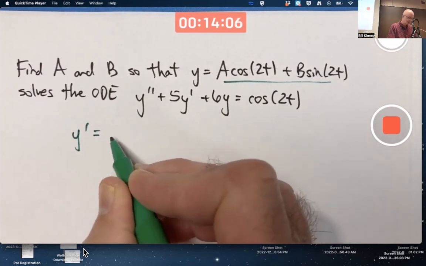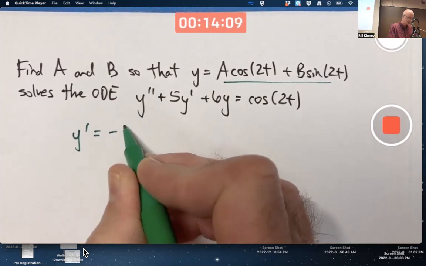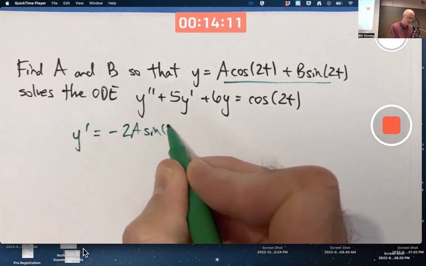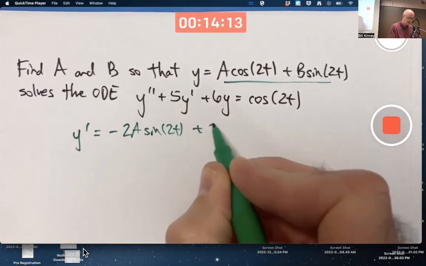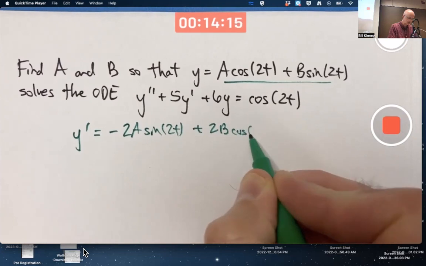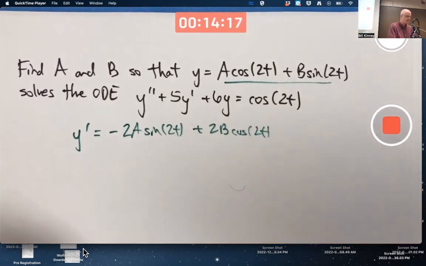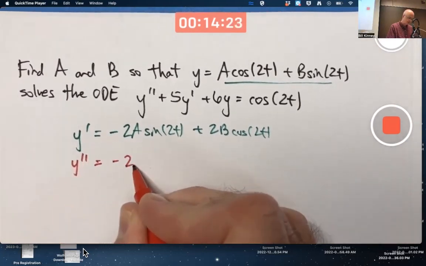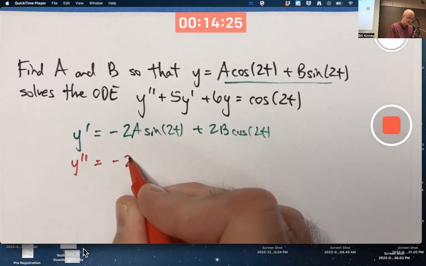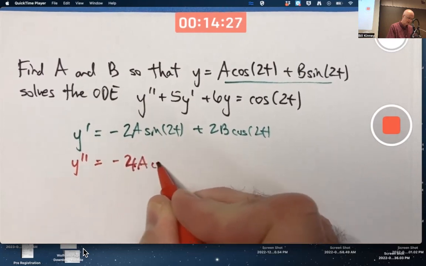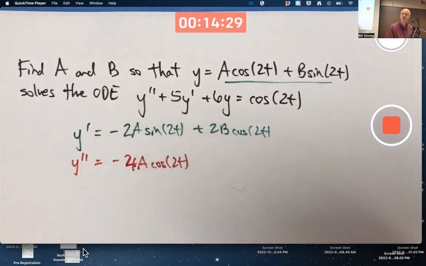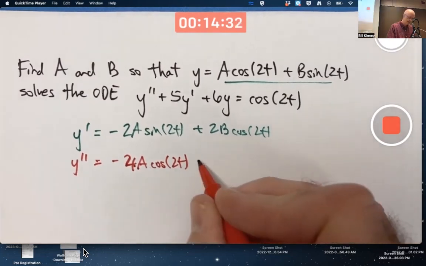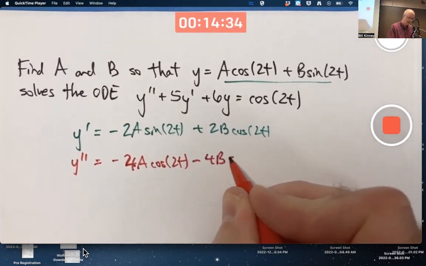Take the derivative. You get negative 2a sine 2t plus 2b cos 2t for the first derivative. Take the second derivative. Get negative 4a cos 2t, right? We're getting an extra factor of 2 each time. Minus 4b sine 2t.